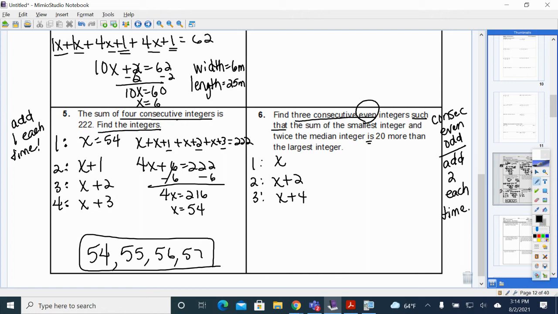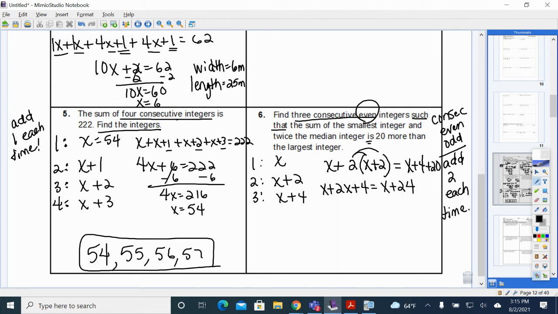All right, such that the sum of the smallest plus 2 times the middle is 20 more than the largest. Well, the largest is x plus 4, and we're going to add 20 to that. Okay, so let's clean this up. I got x plus 2x plus 4 equals, I'm going to go ahead on the right side and combine the 4 and the 20.